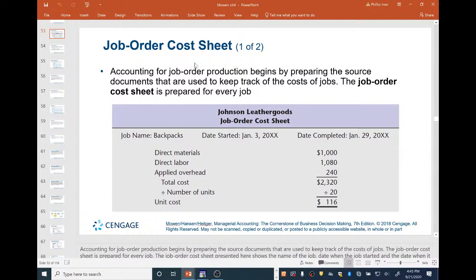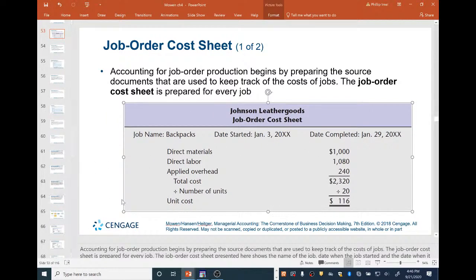So this is a job order cost sheet right here, okay? So here you can just see the Johnson's Leather Goods job order costing sheet. Job name, so they're producing backpacks here. Date started was January 3rd of the year. Date completed January 29th. Sorry. You can just see here the direct materials, direct labor, and applied overhead. So we're just doing the same thing we've been doing throughout the slides here. We're just accounting for it on a little cost sheet.